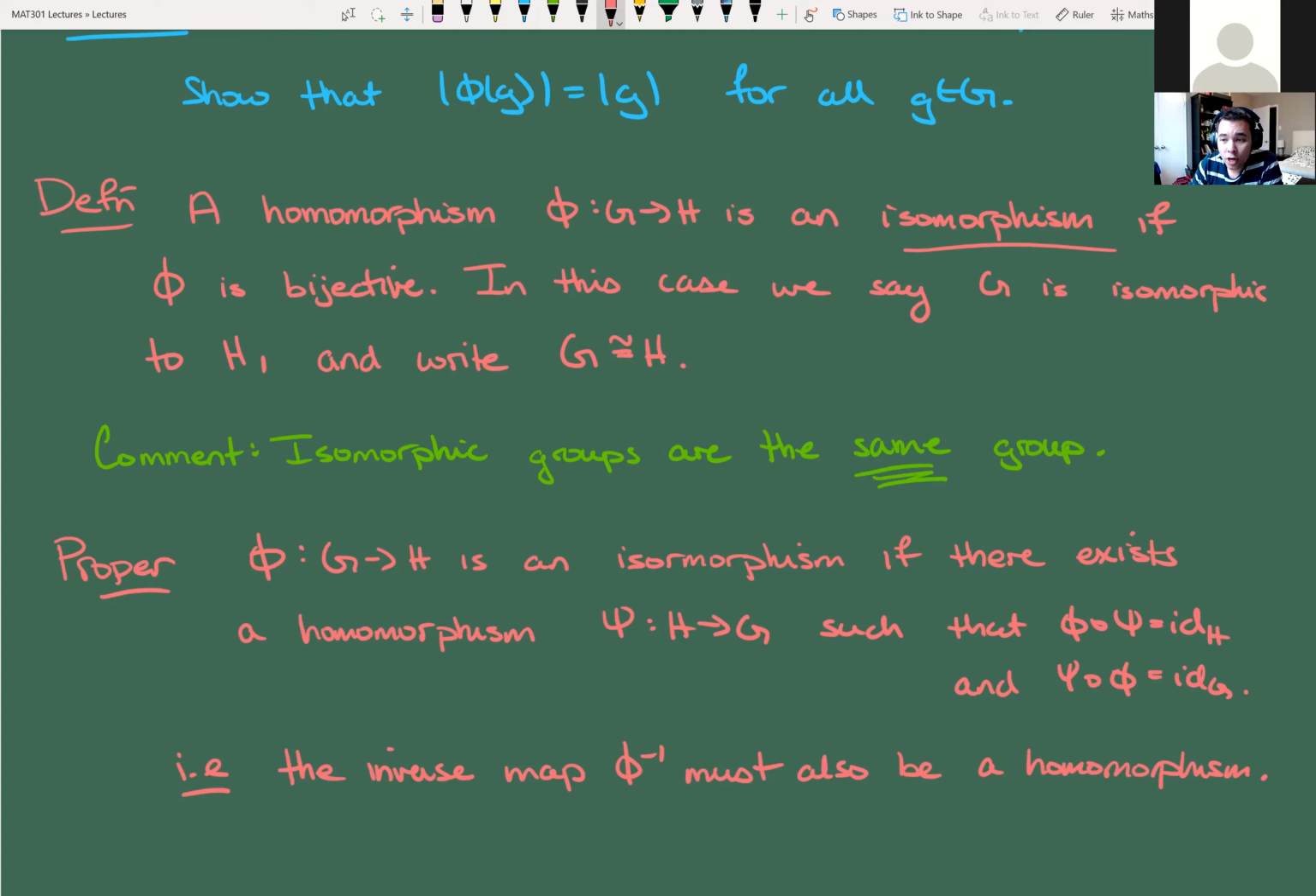Now, it just so happens that these are equivalent for groups, okay? So for groups, if I give you a bijective homomorphism, its set theoretic inverse also happens to be a homomorphism. Does everyone understand what I'm saying?